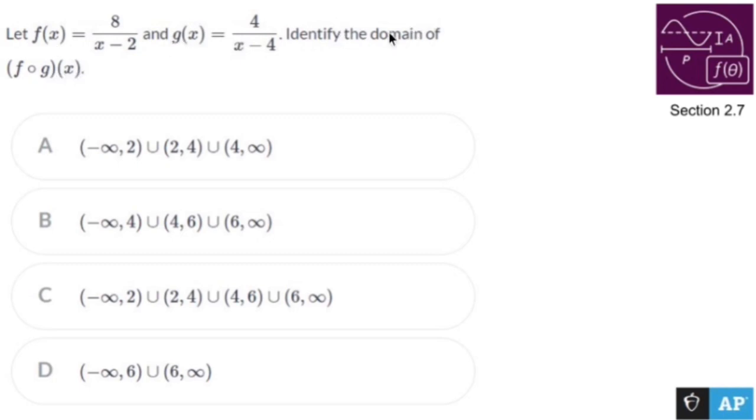All right, so what f of g of x looks like is you take f, you write it out, but anytime you see an x, you replace it with g. So it's going to look like this. Every time you see an x, you replace it with g, minus 2.